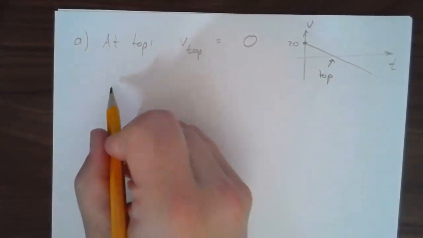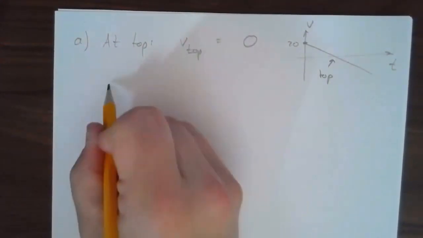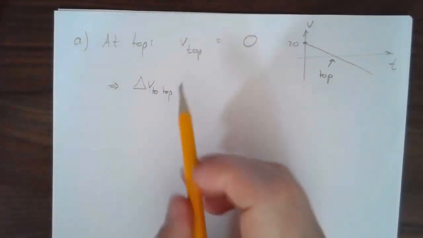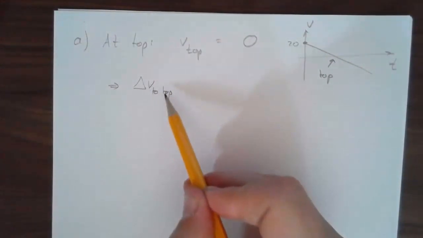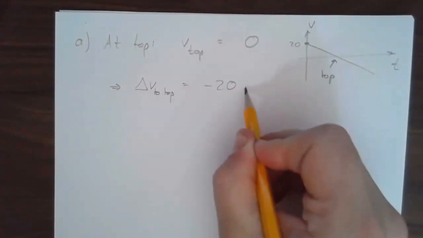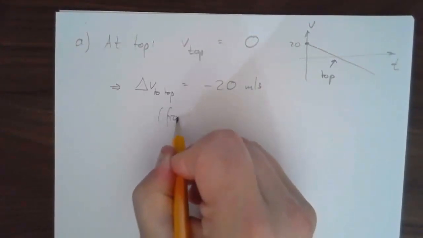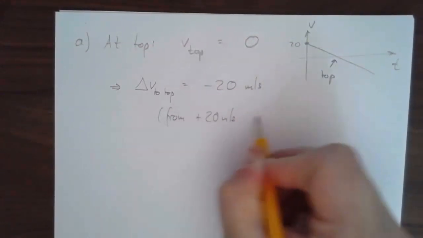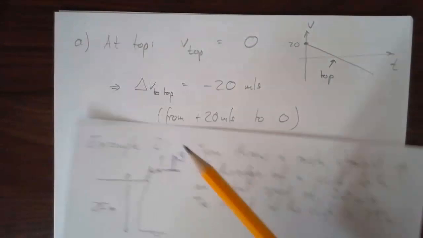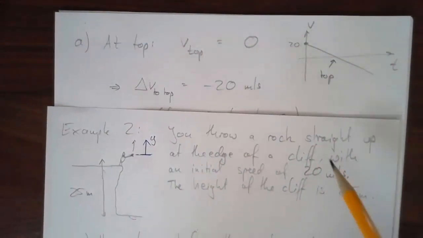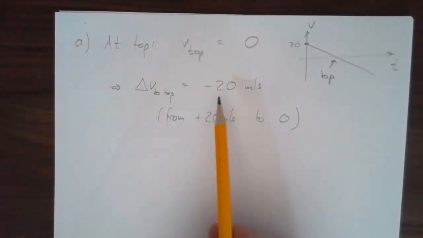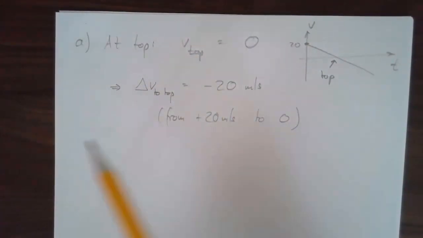So, okay, initially my velocity was 20 meters per second. So my change in velocity to the top, I'm making up my own symbols here, delta v to the top. That's okay to do. I know what this means, it's unambiguous. That's minus 20 meters per second, from plus 20 meters per second to zero. Because we started out going upwards at 20 meters per second. That's what it told us. And upwards is my positive direction. I really got to make sure I track my signs here. So the change in velocity is negative. I was going plus 20 and now I'm going zero.